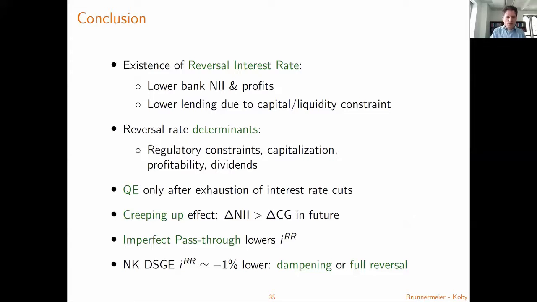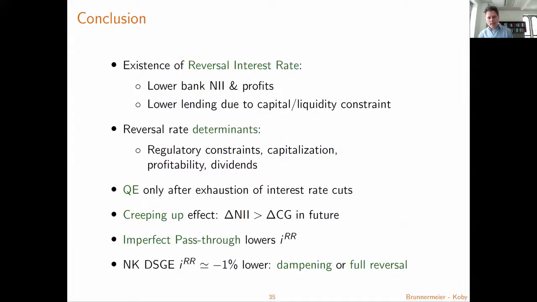So let me just run over this. We showed the existence of the reverse interest rate. There are always these two forces, the net interest income and the capital gains, in the banking model, where there's no aggregate demand and all the other effects active. What determines it? Regulatory constraints. If there are tight regulatory constraints, you have less room in monetary policy. A little bit like you put the brakes on with regulatory constraints, and then you want to put the accelerator on with monetary policy. This doesn't really work.